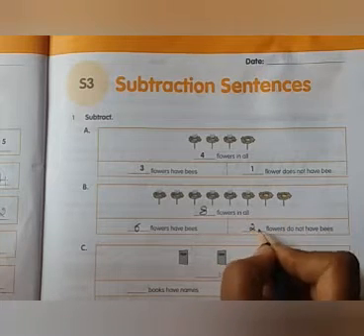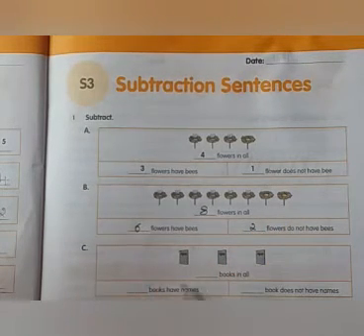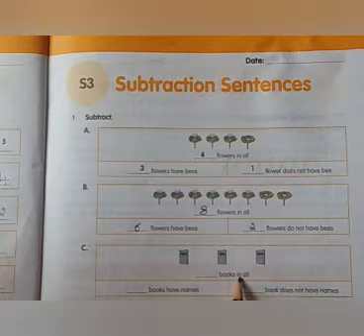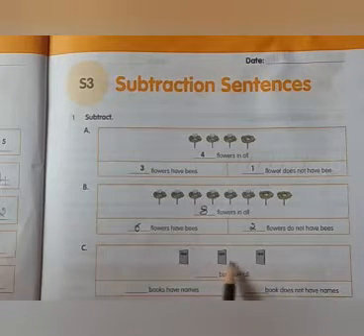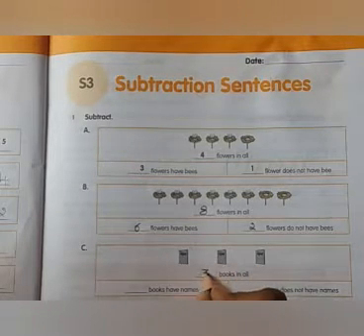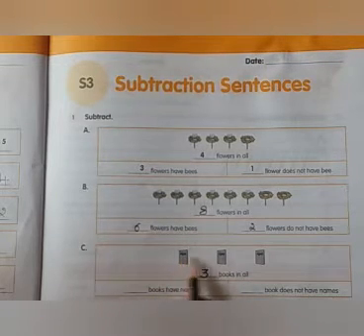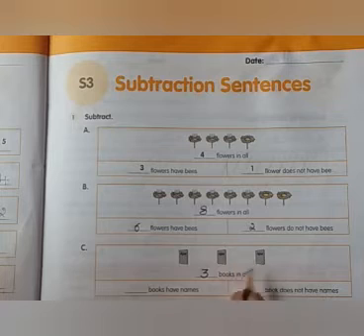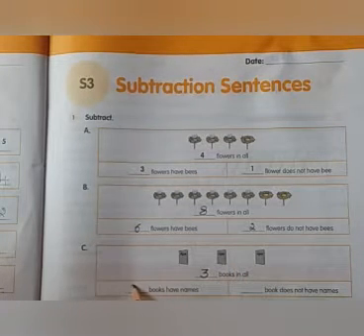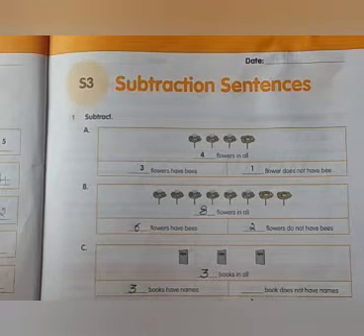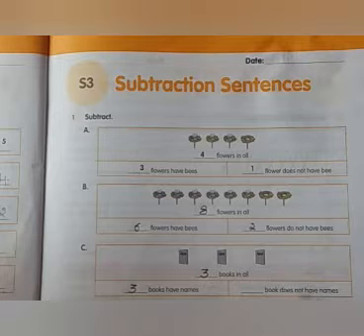So let us write 2 here. See, dash books in all. 1, 2, 3. So 3 books in all. Dash books have names. If you see carefully, here all the 3 books are having names. So let us write 3 books have names. Dash books do not have names.